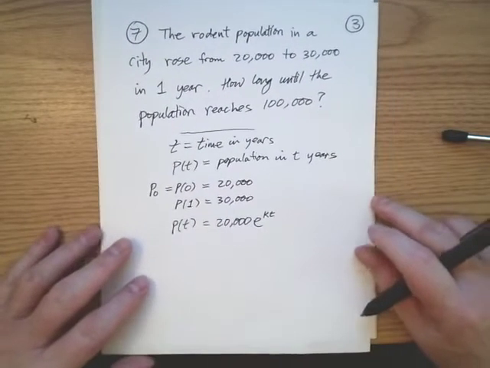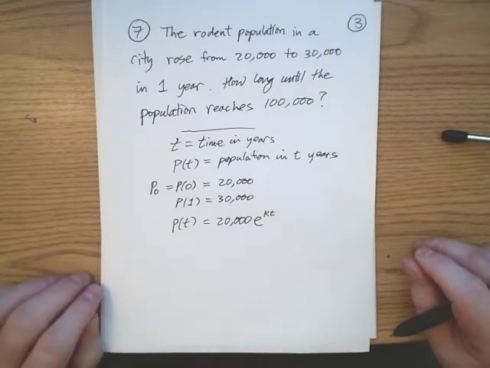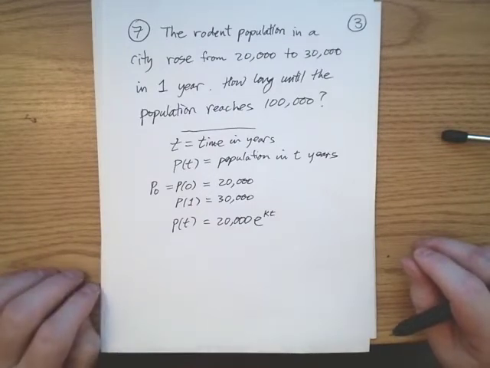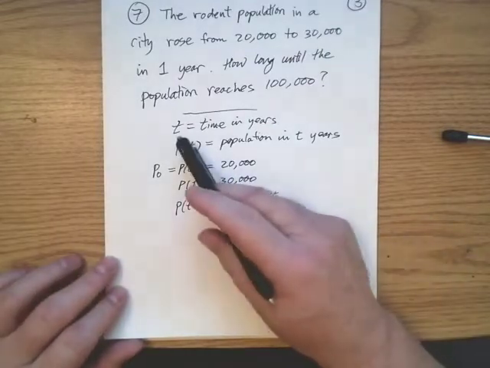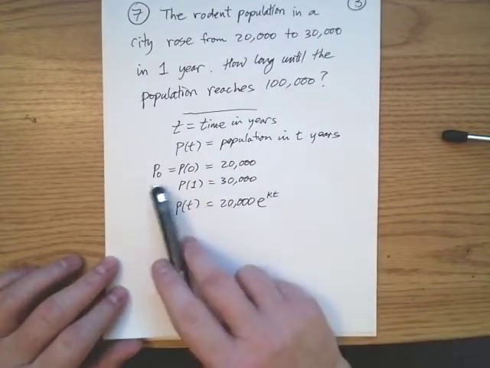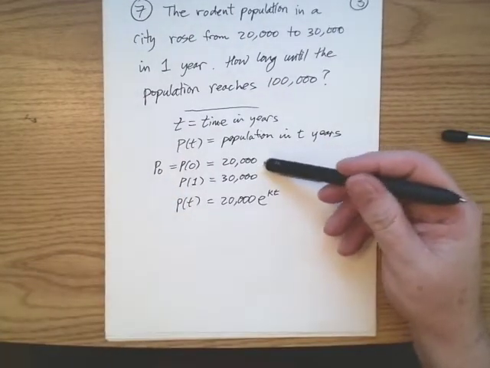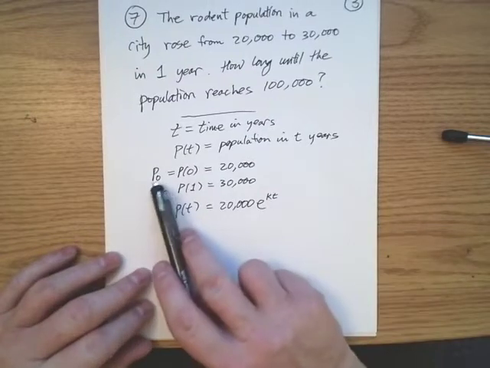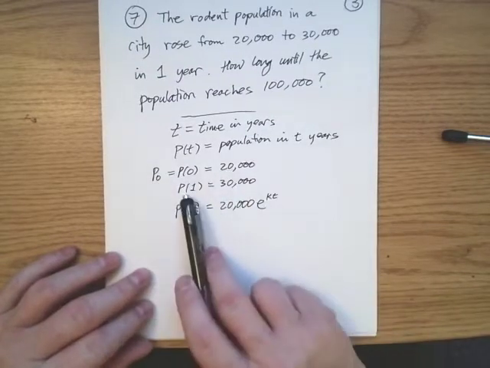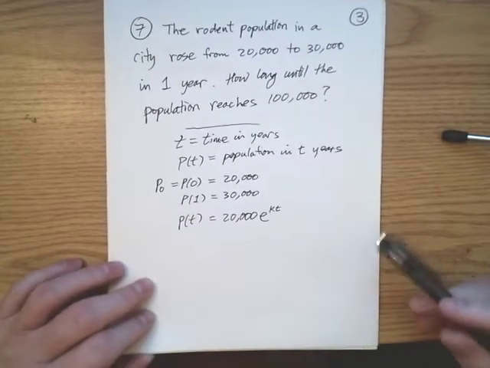The rodent population in a city rose from 20,000 to 30,000 in 1 year. Now we're going to assume exponential growth. How long until the population reaches 100,000? T is time in years. P is the population of the rats here in t years. I'm using an initial population, so I'm measuring my time from the time when it was 20,000. The population was 20,000, so P naught, P of 0, is 20,000. P at 1 is 30,000. We have that bit of information here.